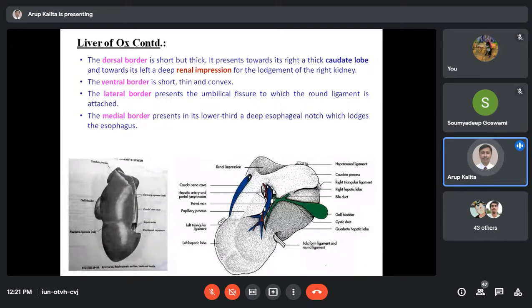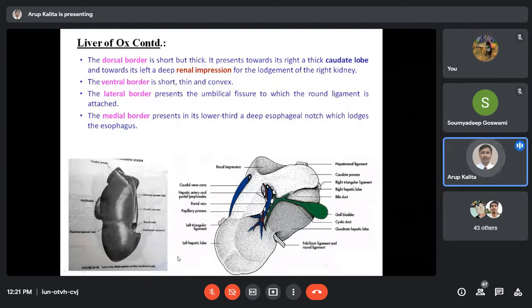Now coming to the medial border, this is the medial border. The medial border presents in its lower third, this is the lower third, the left lobe, a deep esophageal notch, which lodges the esophagus. So the esophagus will come like this and is lodged here. So this is all about the borders.